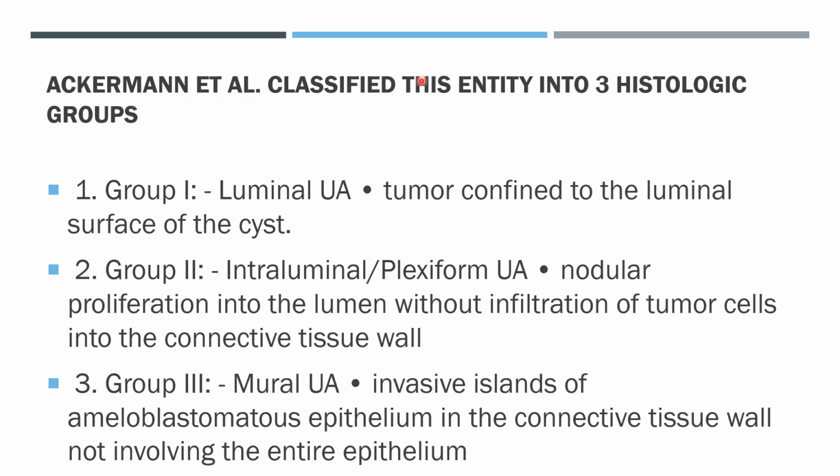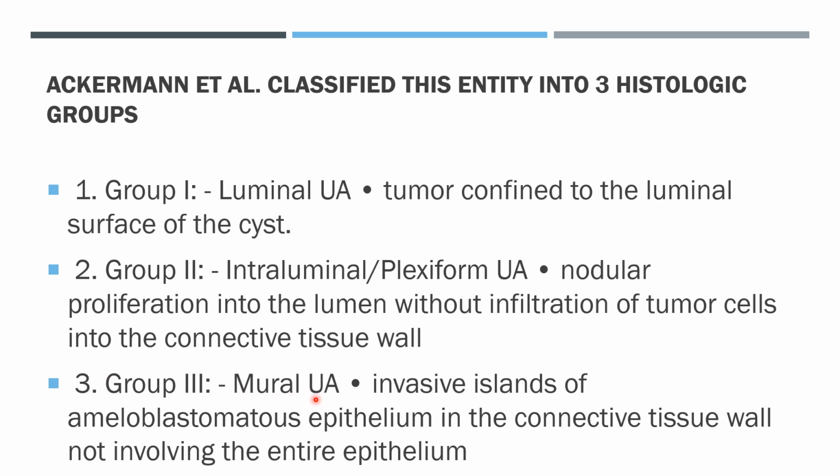Ackerman et al. classified this entity into three histological groups: group 1, group 2 and group 3. Group 1 is considered a luminal unicystic ameloblastoma. It is the tumor confined to the luminal surface of the cyst. Group 2 is intraluminal or plexiform unicystic ameloblastoma, that is nodular proliferation into the lumen without infiltration of the tumor cells into the connective tissue wall.